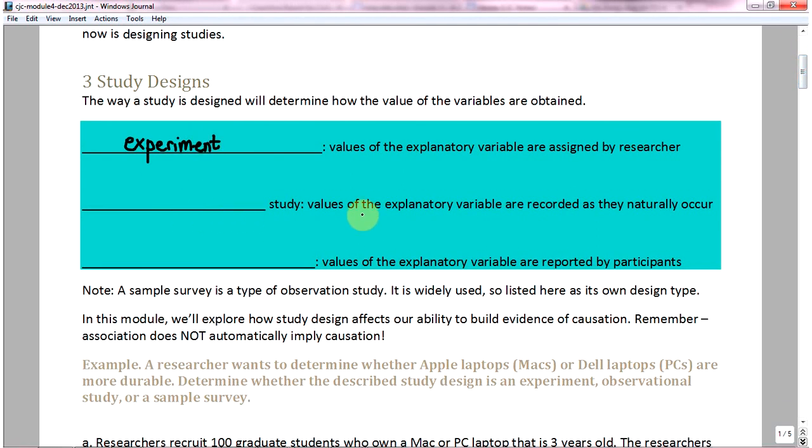In the next type of study, the values of the explanatory variable are recorded as they naturally occur. This happens in an observational study. Next, the values of the explanatory variable are reported by participants. Well, this is a type of observational study that's called a sample survey.